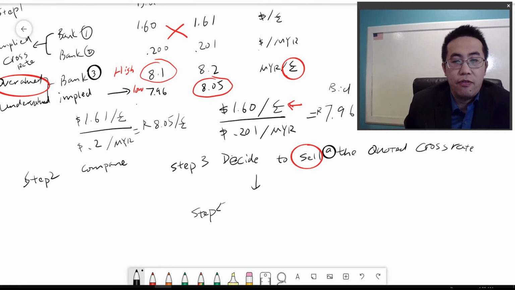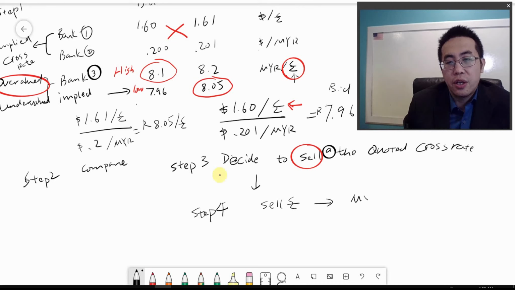So step 4 here is a sell: sell pounds. You see, sell the currency to the right of the fractional line. Okay, sell pounds in the cross rate to get Malaysia ringgit. Okay, to get Malaysia ringgit.